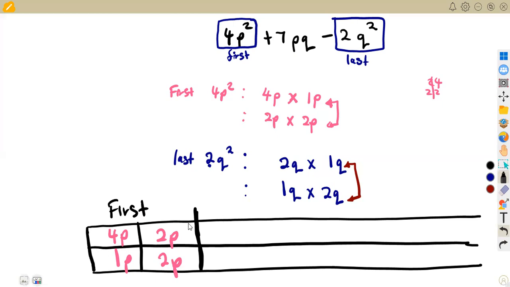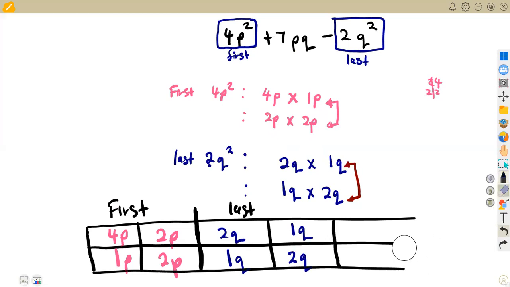And we consider the last. For the last term, there are also two combinations: 2q and 1q, and also 1q and 2q. Remember, I said for the last you can interchange 1q and 2q. So this is what you're going to have.